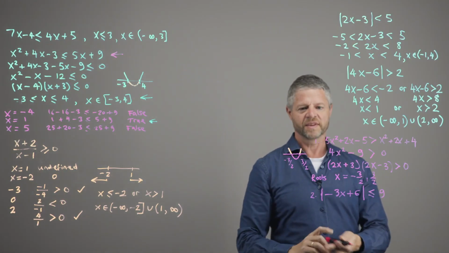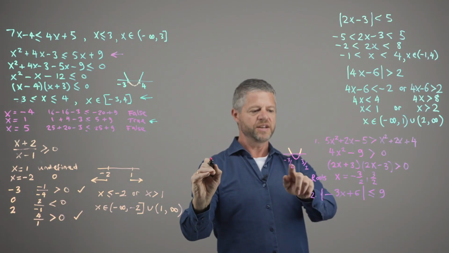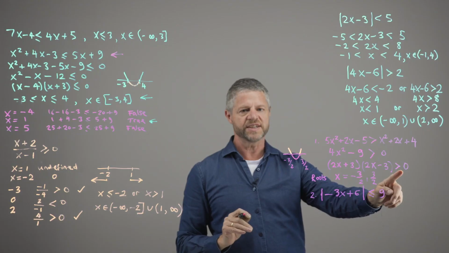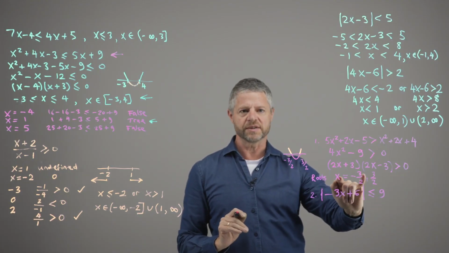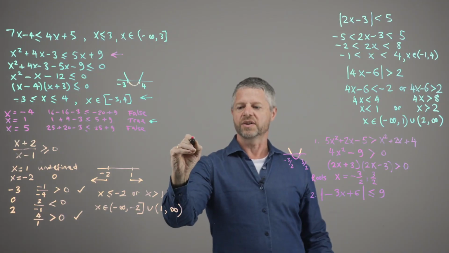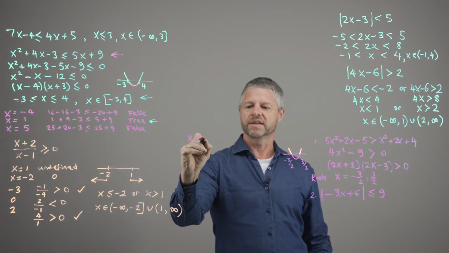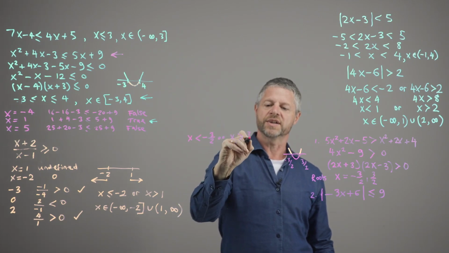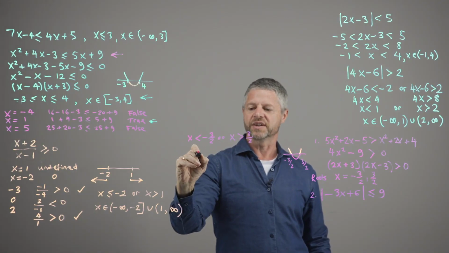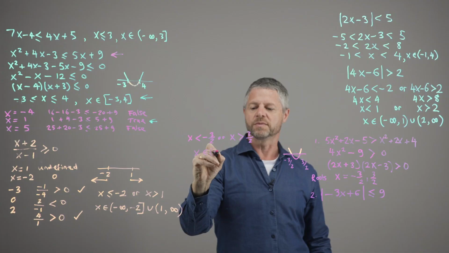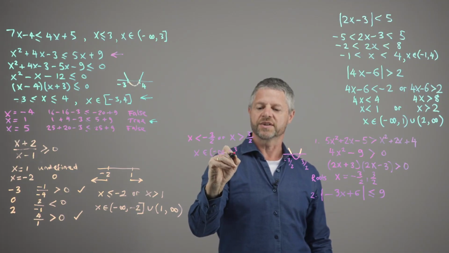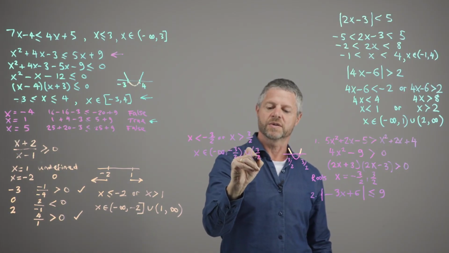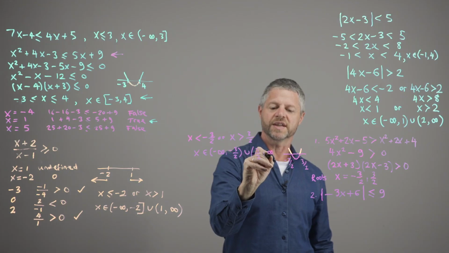So if I write down my intervals, I've got a strict inequality here. It says greater than 0, not greater than or equal to 0. So these two roots are not going to be included in my solution set. So we want x less than minus 3 over 2 or x bigger than plus 3 over 2. And in interval notation, that's going to be x is in the interval between minus infinity and minus 3 over 2, union 3 over 2 to plus infinity.